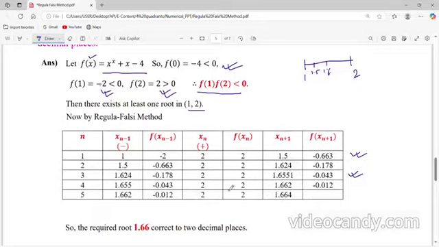Third iteration we are having 1.6551. If you take the difference, you will find 0.03. When the difference is very minimum, we can stop our process. Since we are having a minus value again, we will put it here again.